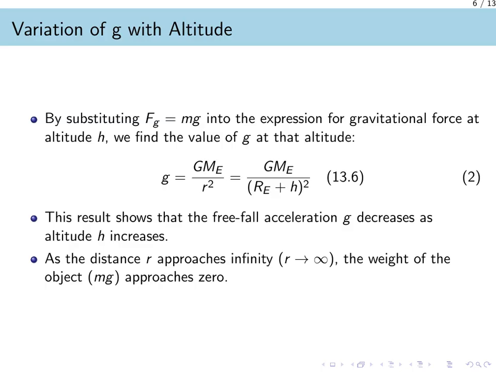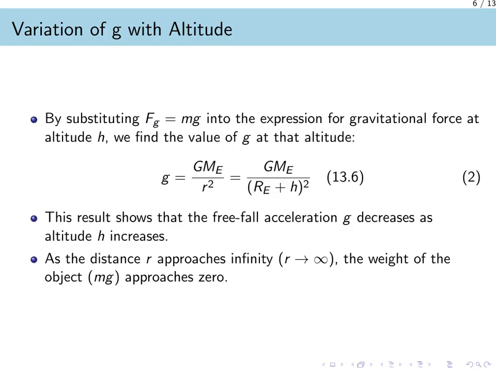At an altitude h above the surface, the total distance from the Earth's center is the Earth's radius, R_E, plus the altitude h. When we set these two force equations equal to each other, the mass, m, of the object cancels out. This leaves us with the expression shown here: g equals G times the mass of the Earth, all divided by the quantity R_E plus h, squared.